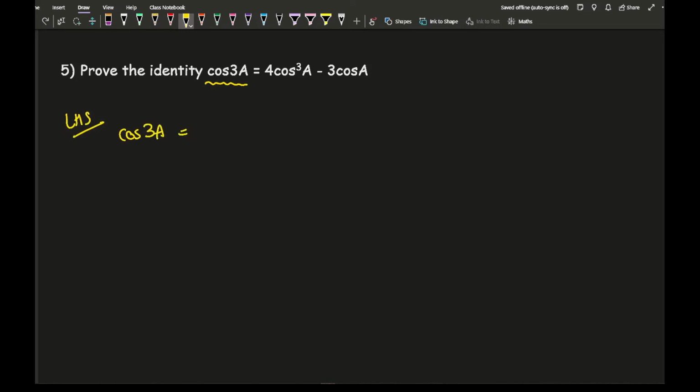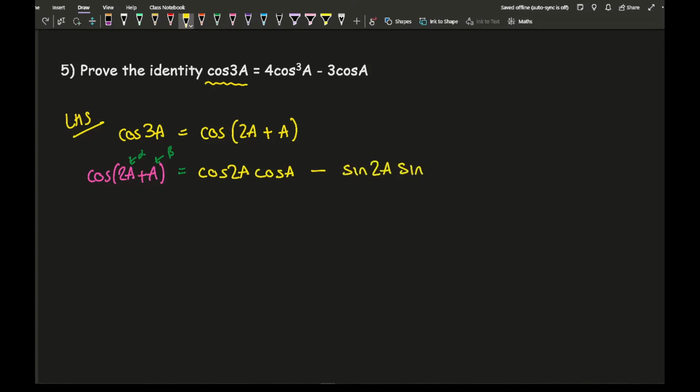Now what does cos 3A look like based on what we've already done? Well, I can see that cos 3A is the same as cos of 2A plus A. From this, I'm going to use my compound angle formula. So 2A is going to be my alpha and A is going to be my beta, or A and B, whichever you prefer. Using trig identities, I've got cos 2A cos A minus sine 2A sine A.